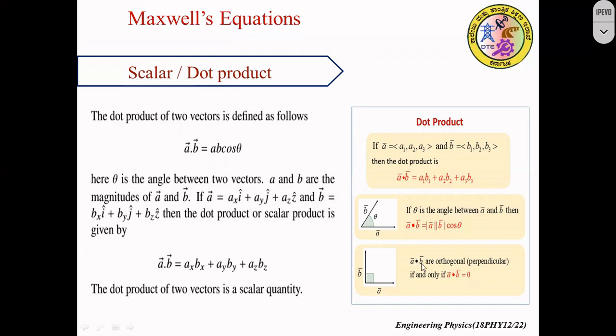If vector A and vector B are orthogonal vectors, that is, if they are perpendicular to each other, then theta will be equal to 90 degrees, cos 90 is equal to 0. Therefore, the dot product of the two vectors turns out to be 0.